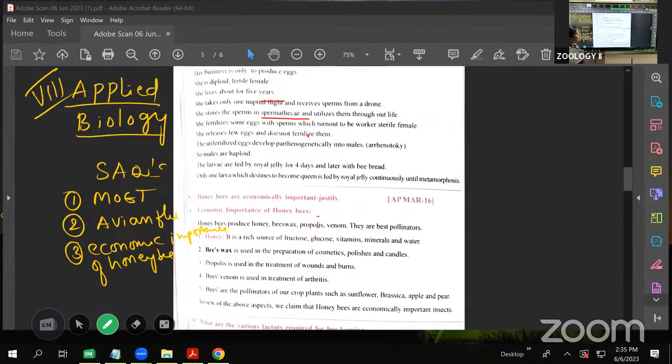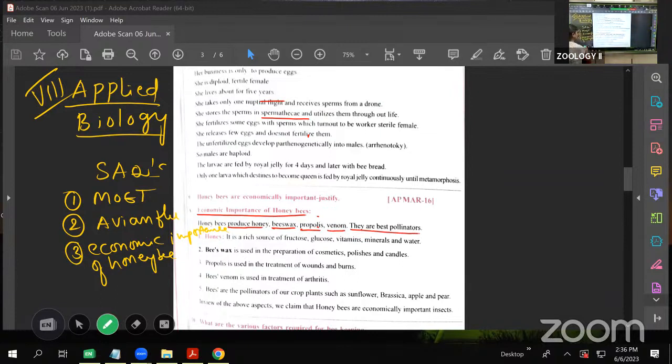Honey is helpful, giving nourishment, and wounds are cured, and also some diseases are cured by honey. Now see the economic importance of honeybee. Bees produce honey, bee wax, propolis, venom, and they are the best pollinators.